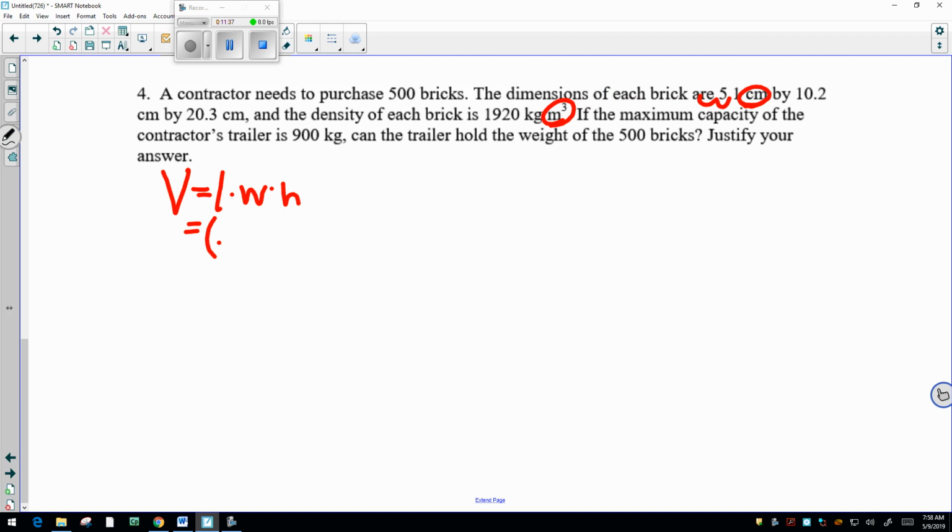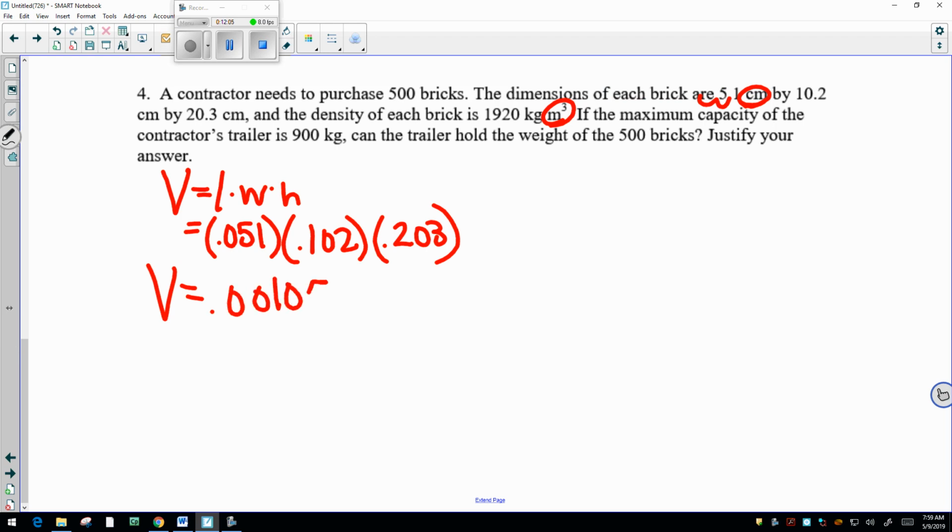So I have one dimension that's going to be 0.051. Moving the decimal point 2 places for our next measurement, I have 0.102. And same thing, I have 0.203. So now everything is in meters. So I'm finding the volume of the shape in meters. When we multiply this out, I'm going to have 0.001056. So it's a crazy number, yes, but doable. And it's meters cubed. So we found the volume of this brick in terms of meters.